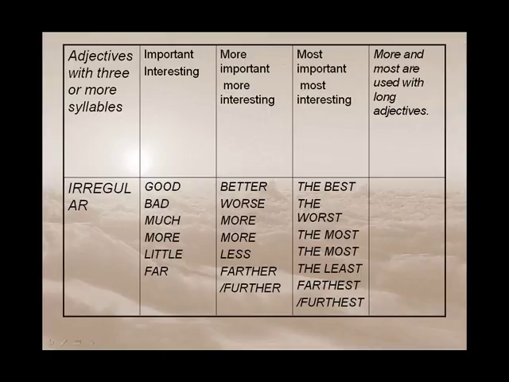For adjectives with three or more syllables, we always use more and most. Here we have important, more important, most important; interesting, more interesting, and so on. We also have irregular adjectives, like good, bad, much, little, far. Good: comparative better, superlative the best. Bad: comparative worse, superlative the worst. Much: more, the most. Little: less, least. Far: further, furthest.